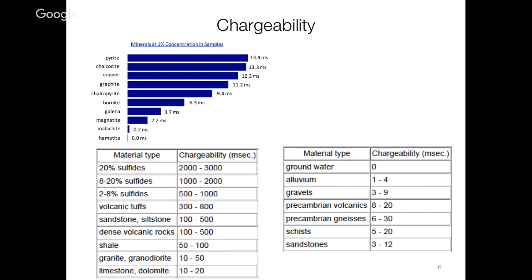What can be chargeable? Well, the minerals. Pyrite is one of the most chargeable materials around. Graphite also. Then among material types, sulfides are very chargeable. Clays are quite chargeable. And then other things are kind of intermediate.